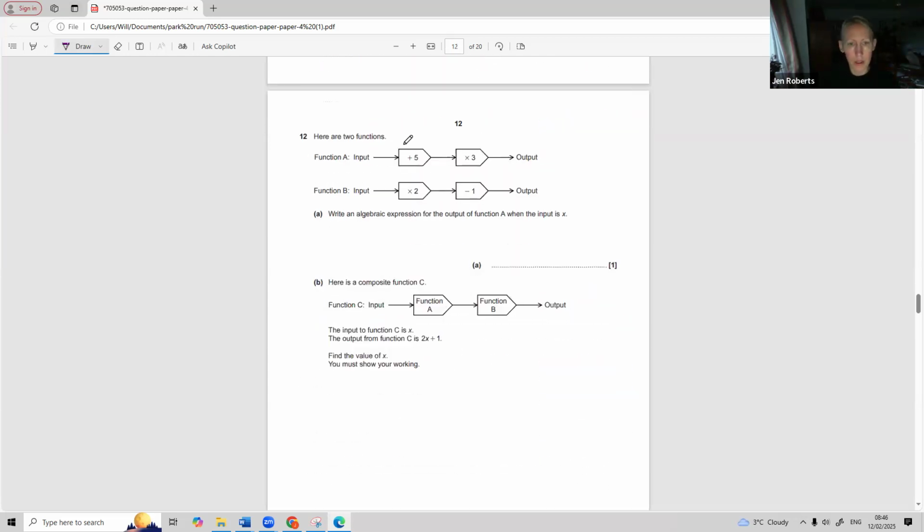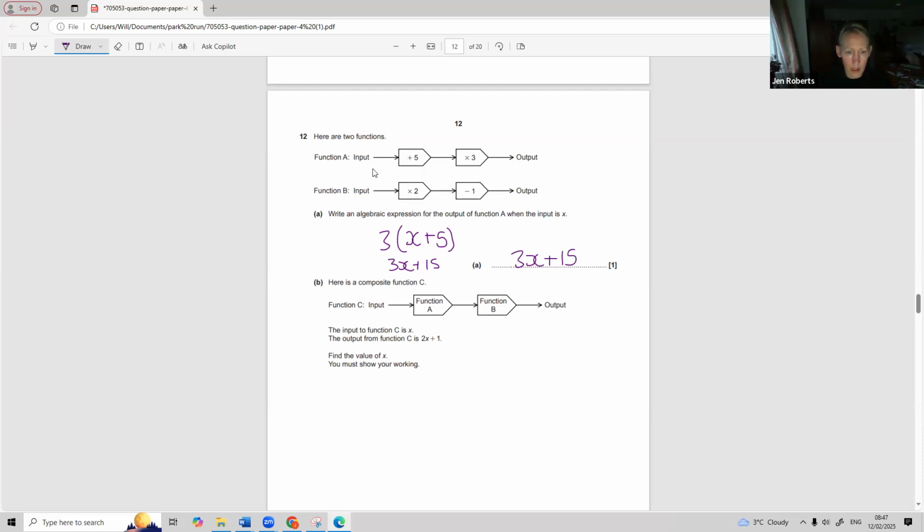Here are two functions. We've got function A, we've got function B. Write an algebraic expression for the output of function A when the input is X. If I put X into here, I'd add 5 to it, then times the whole thing by 3, which is, if I expanded those brackets, 3x plus 15. You could have either one of those answers there to get your mark.